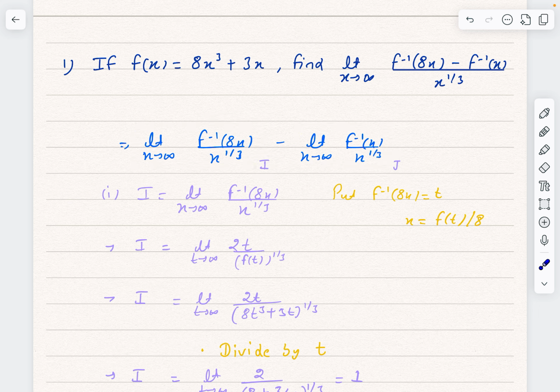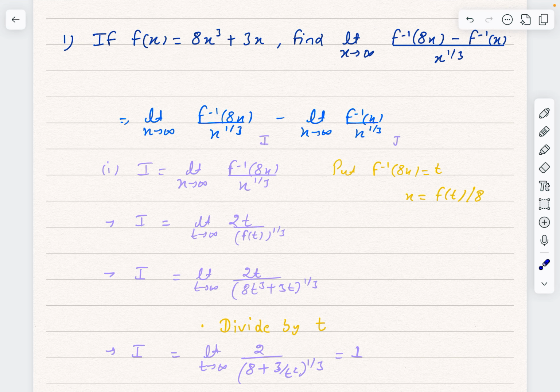Now let us see I. The limit as x tends to infinity of f inverse 8x by x power 1 by 3. Put f inverse 8x as t, so we can say 8x will be f of t and x will be f of t by 8. When x tends to infinity, t will also tend to infinity. It's a cubic function, so when x is infinity, t will also be infinity. Now you get the limit as t tends to infinity of 2t by f of t power 1 by 3.